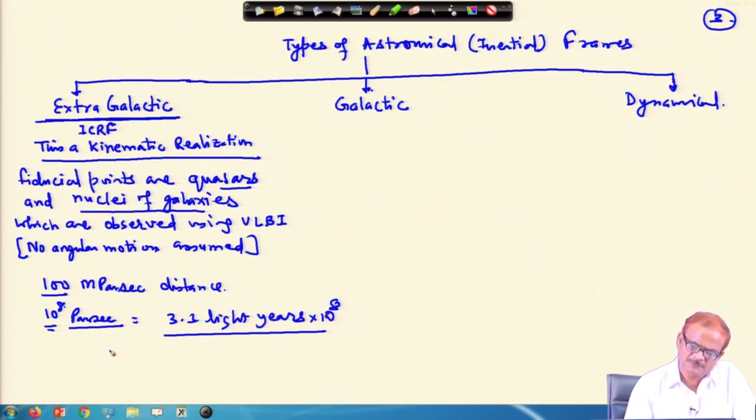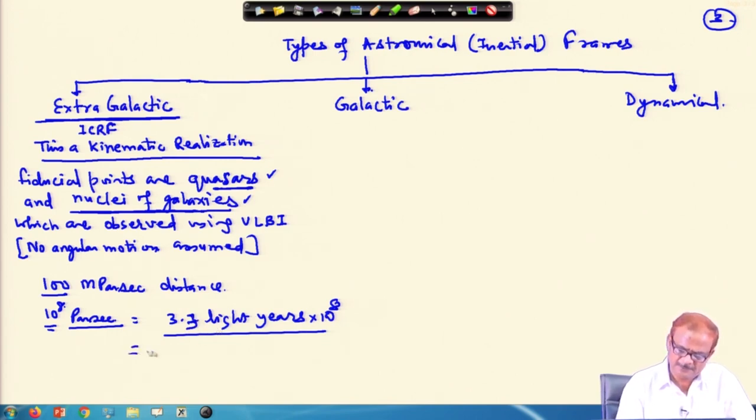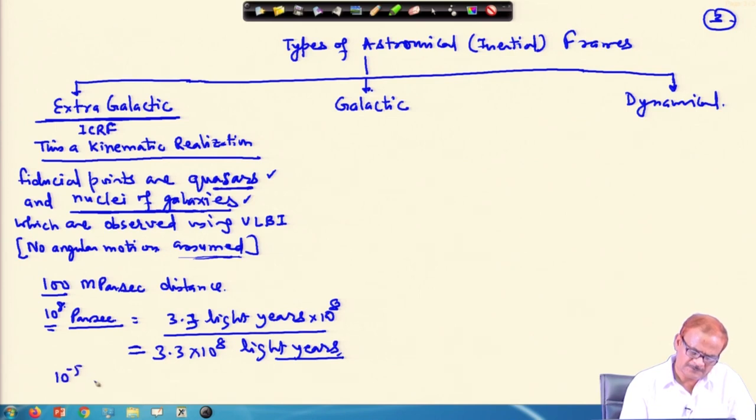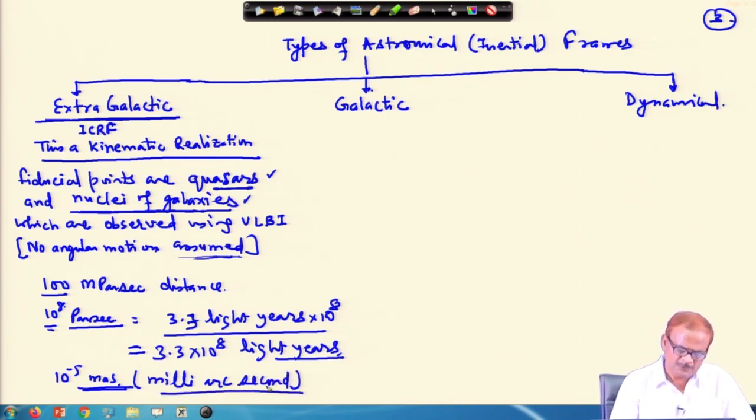So, at such distance, those fiducial points, which are the quasars, the source of X-rays, and the nuclei of galaxies, show almost no motion over 1 year. They lie at a distance of 3 times 10 to the power 8 light years. If something is lying at this much distance, it is not showing any angular motion; the angular motion may be in the range of 10 to the power minus 5 milli arc second. So almost they are not showing any variation.